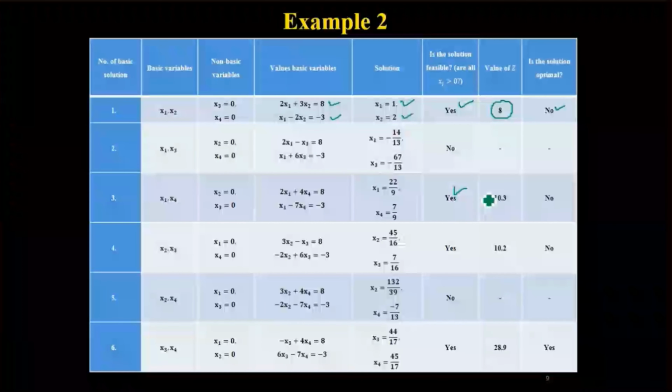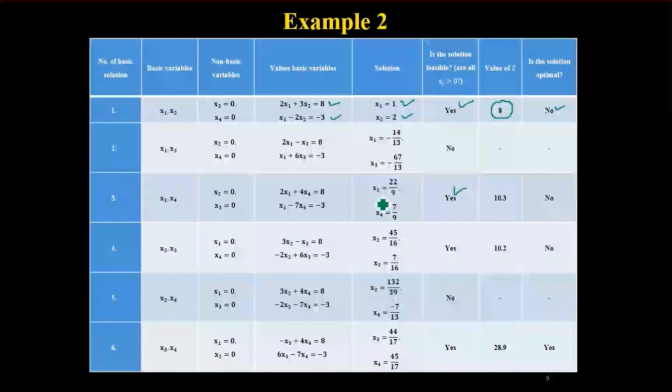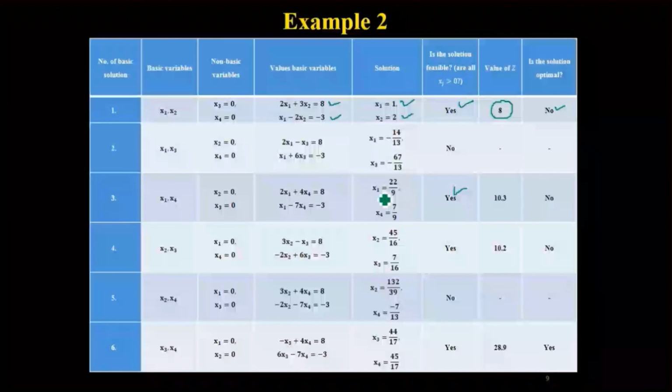Then we compute the z value. In the z function, we apply x1 as 22 by 9, x2 as 0, x3 as 0, and x4 as 7 by 9. If you put these in, you will get a z value of 10.3. And it is not optimal till now.